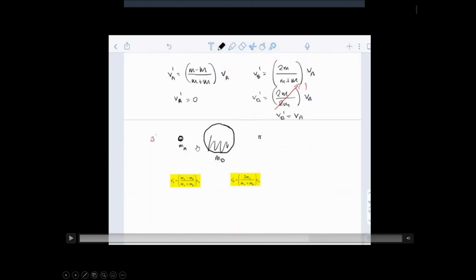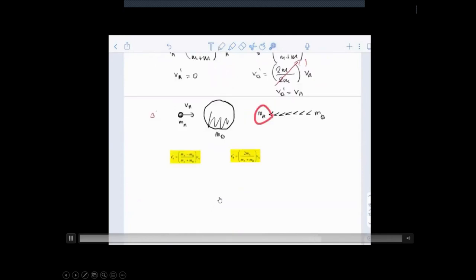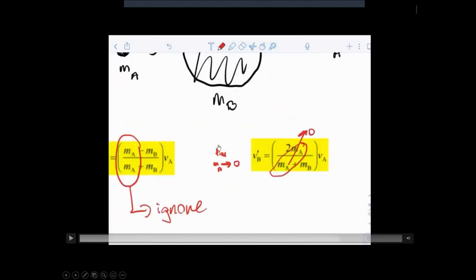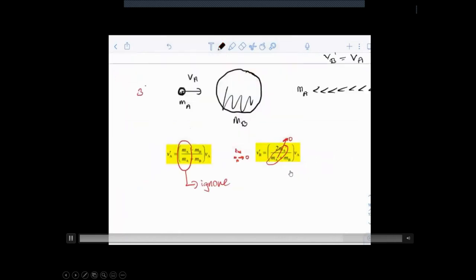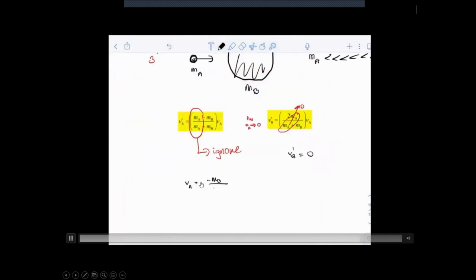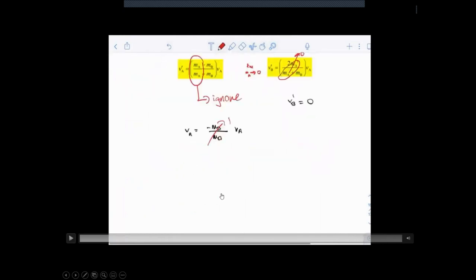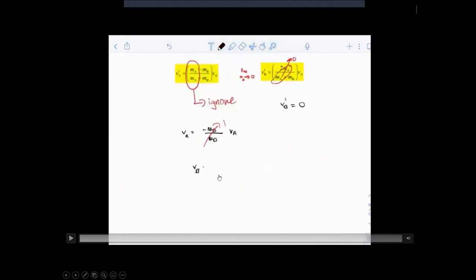All right, the last one is a small mass hitting an extremely large mass. Okay, so this is like a ball thrown up against the wall, in essence. In this case, the mass of the incoming ball is incredibly small compared to the target, so you can ignore it. The mass of the incoming is so small, you can take that to zero. As a result, the target is not going to move, so you could make that argument as well. The wall is not going to move. And so the mass of the target is going to cancel in this case.